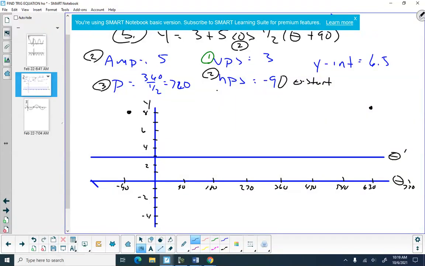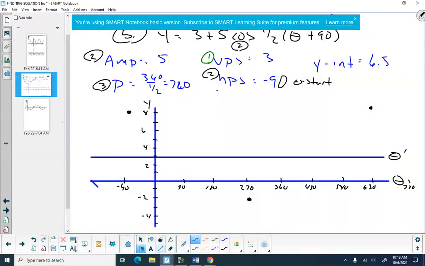Well, between any two peaks, it has to be a valley. Well, the valley, once again, goes from your prime axis. So my prime axis is at 3. If I go to a valley, Laura, where's my y value going to be? I have to go to a valley from 3. My amplitude is 5. What does that take me down to? -2. So at 270, we're at -2.